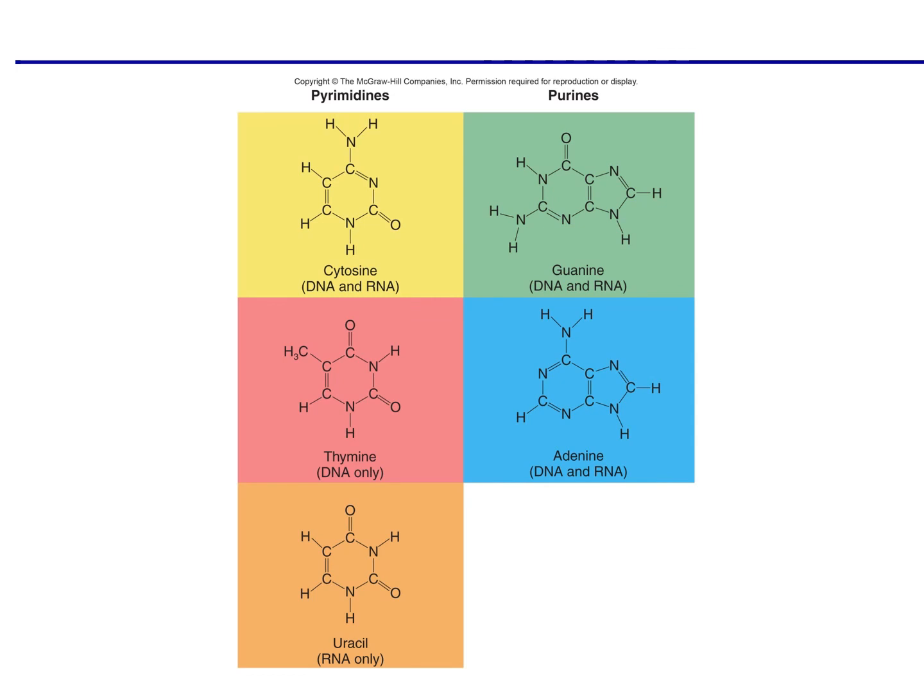This is a picture of what those nitrogen bases look like. So just as the 20 amino acids can have different groups attached to them, our different nucleotides have these bases attached to them.